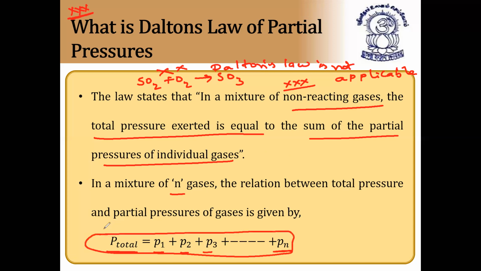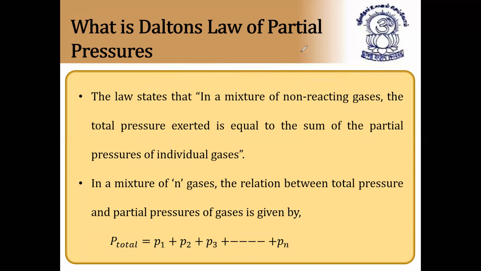The statement, as I told you, is important. In that statement, very important is non-reacting gases. In a mixture of non-reacting gases in a container, the total pressure exerted by these gases is equal to the sum of the partial pressures of the individual gases. This is called Dalton's law of partial pressure. I hope it is clear. Finding the partial pressure is more difficult because we have to consider mole fraction also for this.